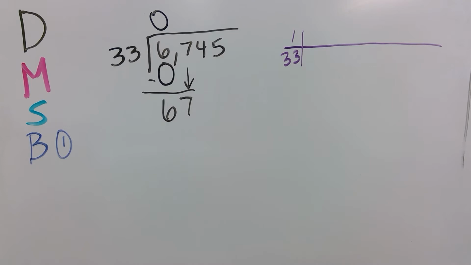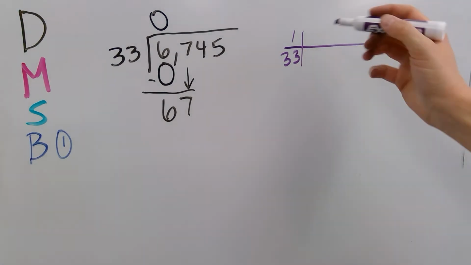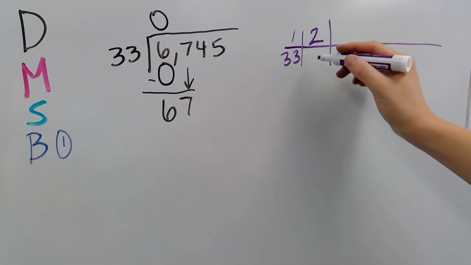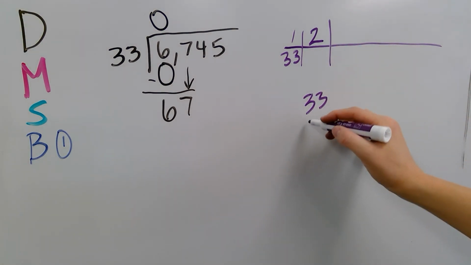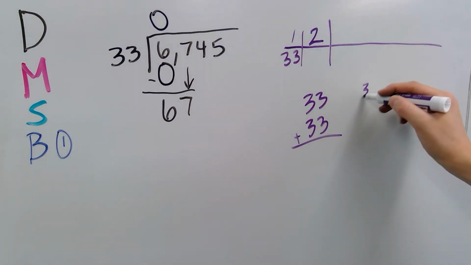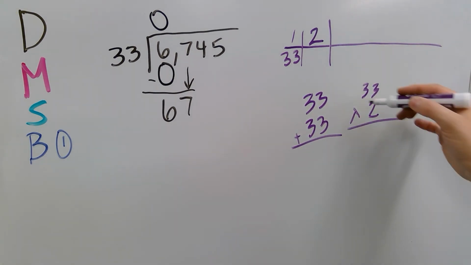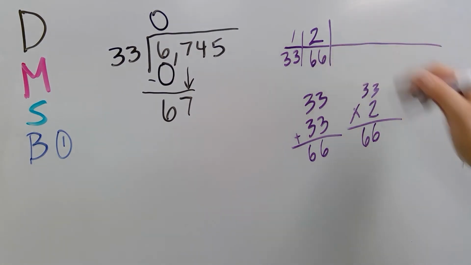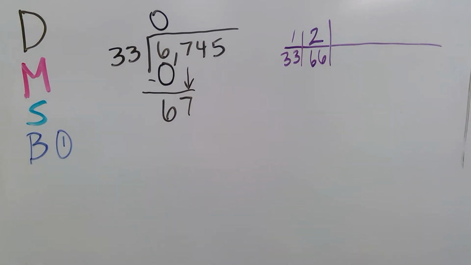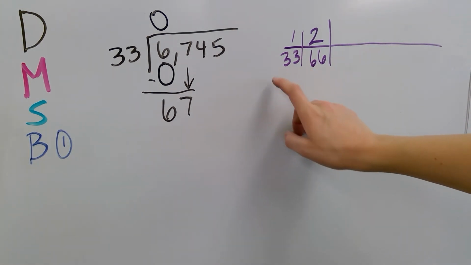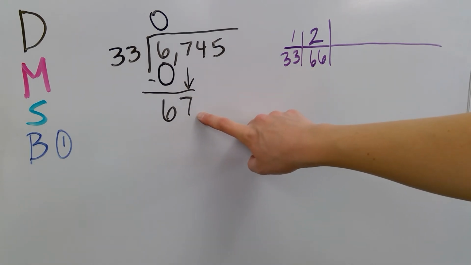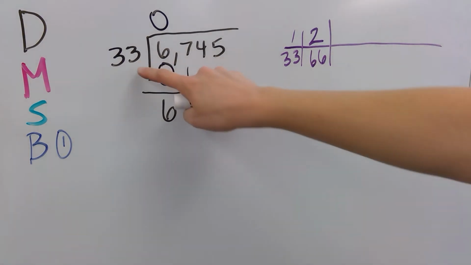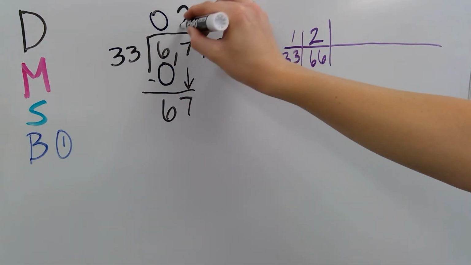Now I have to start my process all over and ask myself, how many times can 33 go into 67 without going over? And this is where the ratio table comes in. 33 doesn't seem enough, so let's go to 2 times 33. And I can just add it, or I could just do 33 times 2. Either one, I'll still come up with the answer of 66. And I can already tell by looking at it that that's as close as 33 can get to 67 without going over. So 33 can go into 67 2 times without going over.